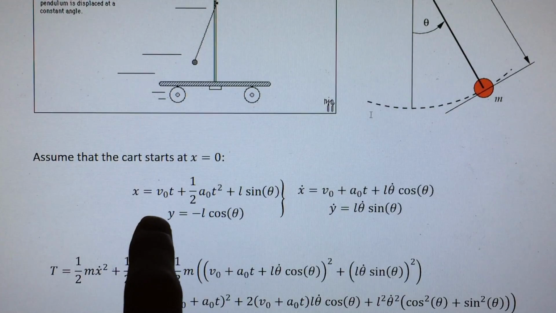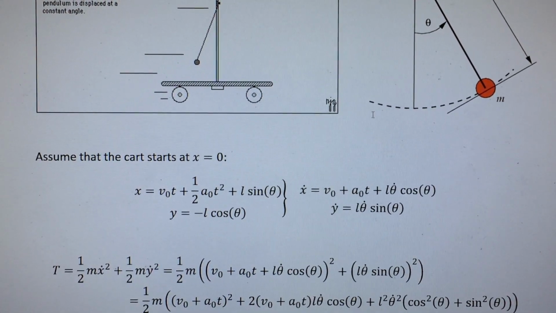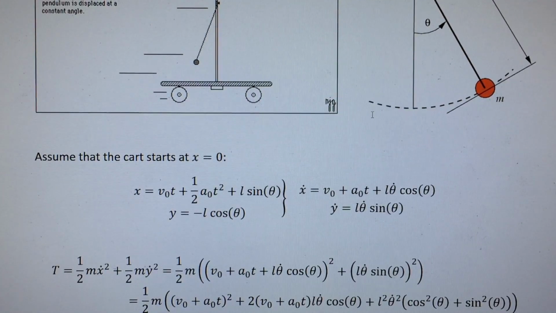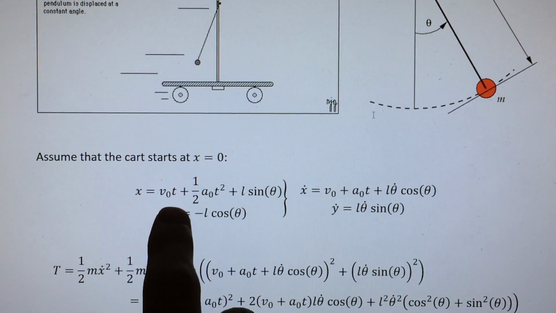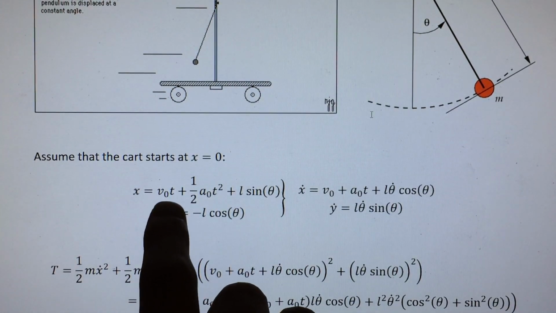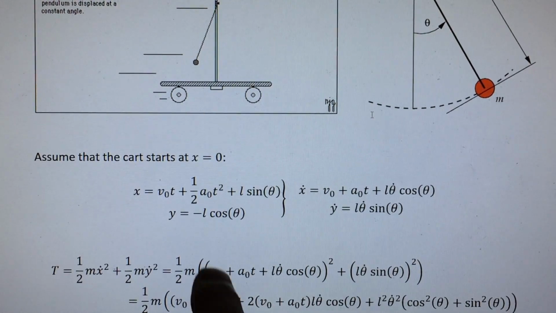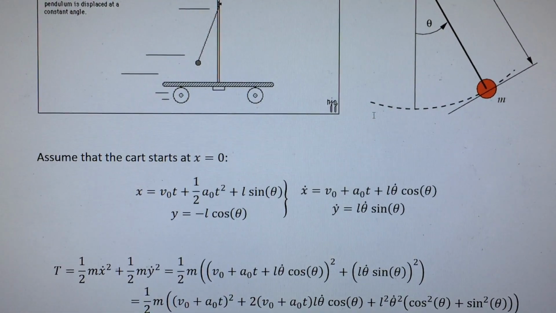Okay, so we've got two contributions to the x displacement. First, the cart's accelerating in the positive x direction, so kinematics tells us there will be a contribution to the x displacement with the value v0, the initial velocity, times t plus a half a0, the constant acceleration I told you about earlier, times t squared.